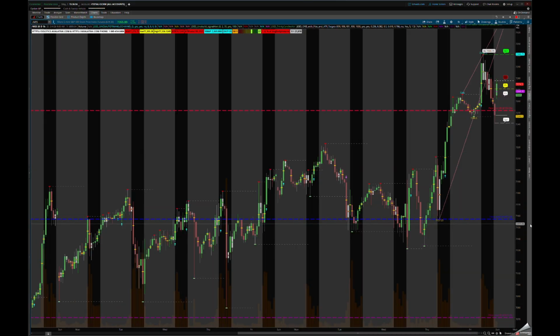So all I have to do is zoom in here. This is my high for the week. This is my low for the week from that Wednesday. So I'm going to go get the measuring tool. This is my high for the week. This is my low for the week.